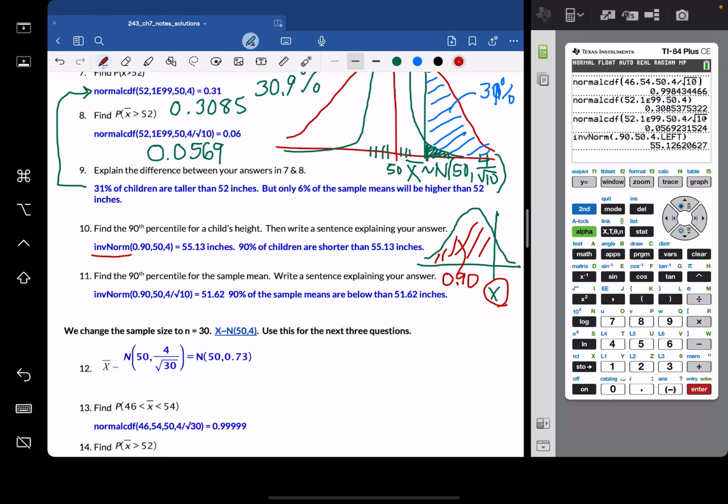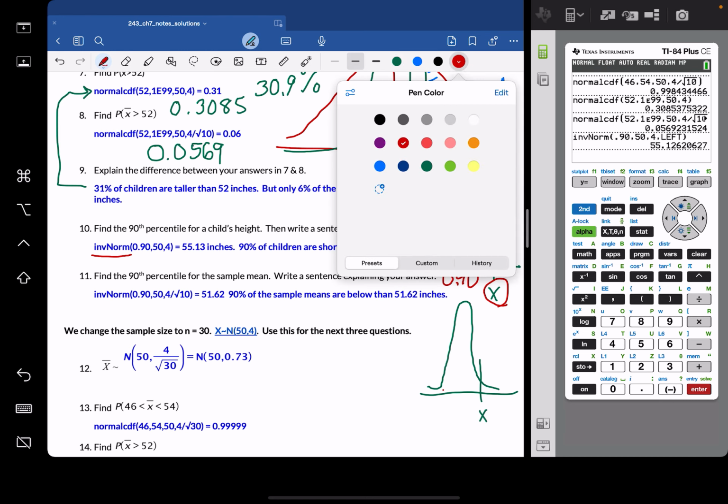Find the 90th percentile for the sample mean. Write a sentence explaining your answer. So repeat that process, but with 4 divided by square root of 10, and we get a lower number. So now we're talking about this skinny distribution of the sample means. Oh, I wanted that to be green. So the distribution of the sample means is this really skinny distribution with less variability, and I'm trying to find a value X that has 90% of the data to the left of it.